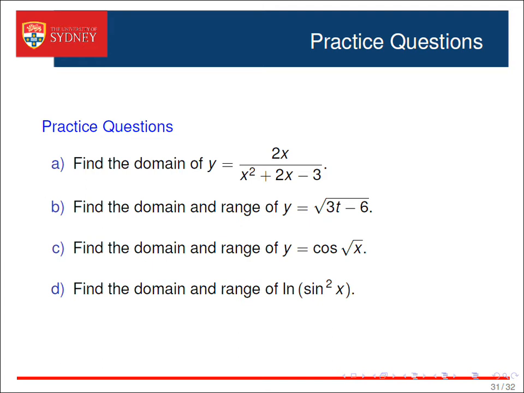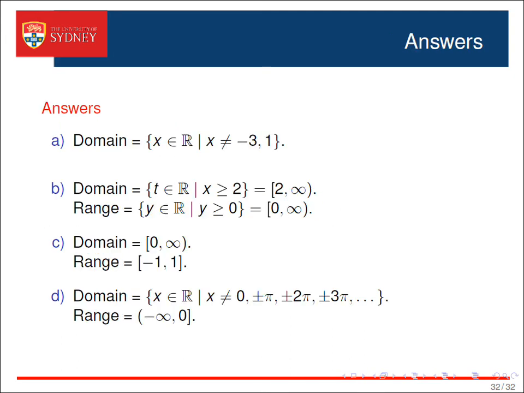Alright, it's time to pause the module and have a go at the following practice questions. And here are the answers to the practice questions.